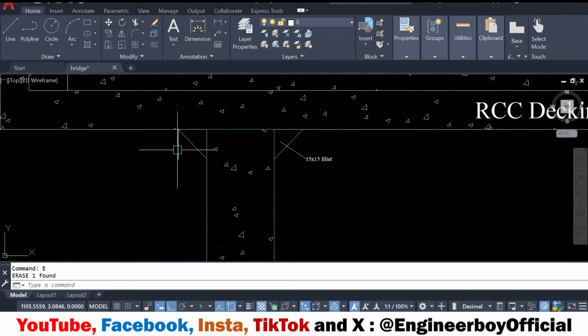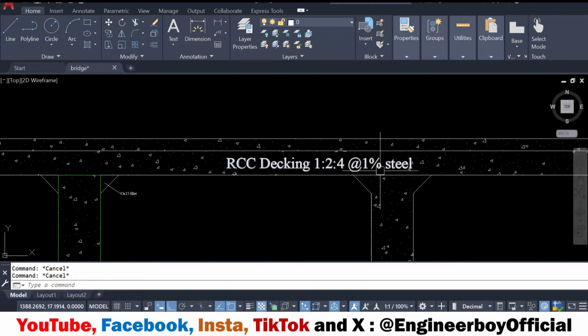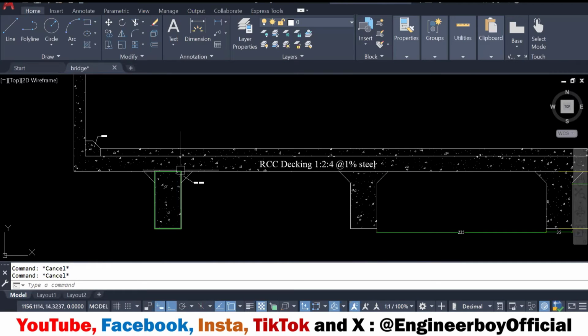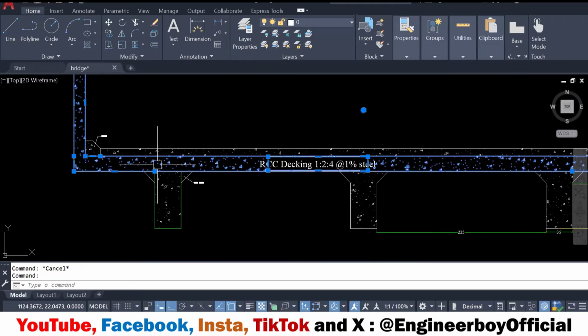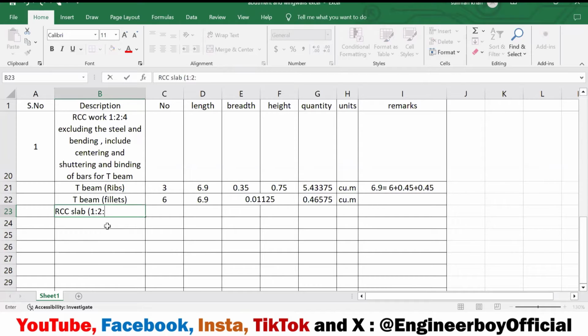Now we will just consider the RCC slab, which is 1 to 4 again, and 1% steel were there. So let's consider this slab, you can say this one. Now for the same slab, I can write some description, maybe RCC slab 1 to 4. You can also mention thickness over here, but it does not matter. In number, it should be only 1 because it is just a single bridge. It means this slab is going to be only 1 over here.